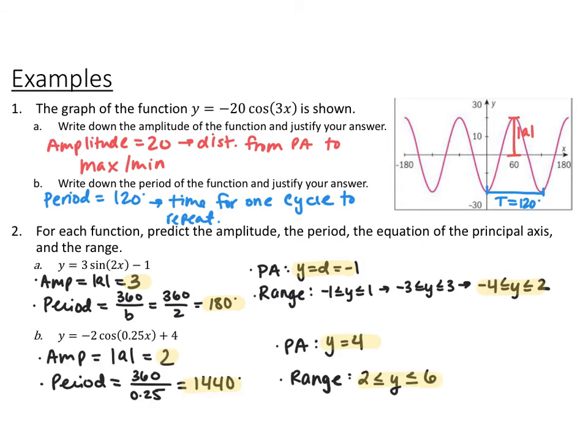So same thing, your amplitude is the absolute value of a, so you end up with +2. The period is 360 degrees divided by b, which would be 360 degrees divided by 0.25, which is 1,440 degrees. The principal axis is just whatever's being added onto the end, your vertical shift, so y equals 4. And then the range is just your principal axis plus or minus your amplitude, so 2 to 6.